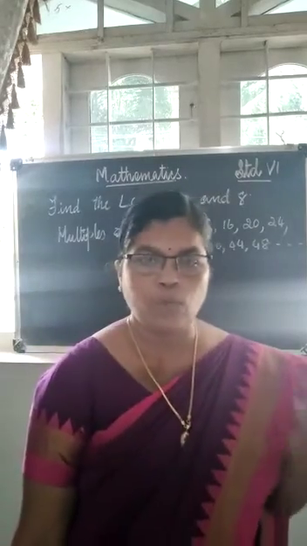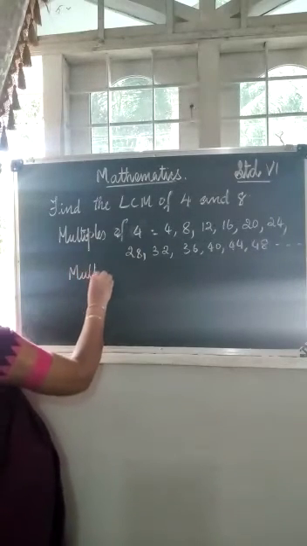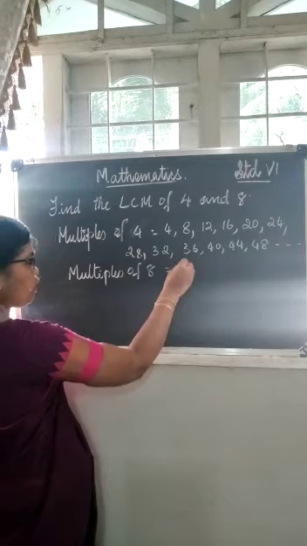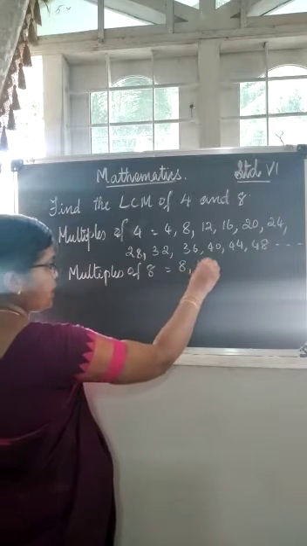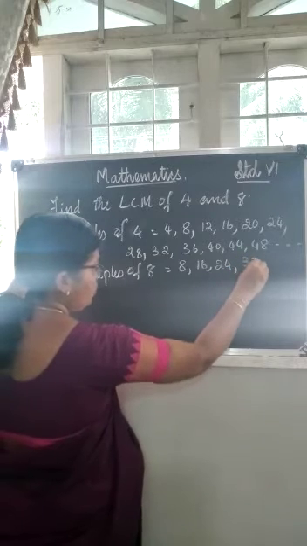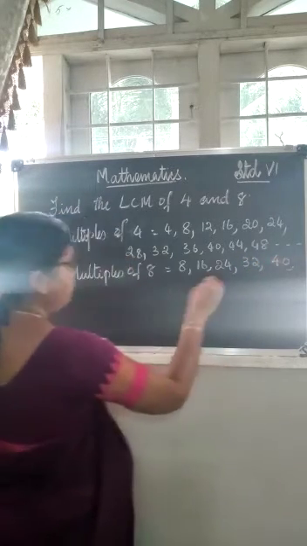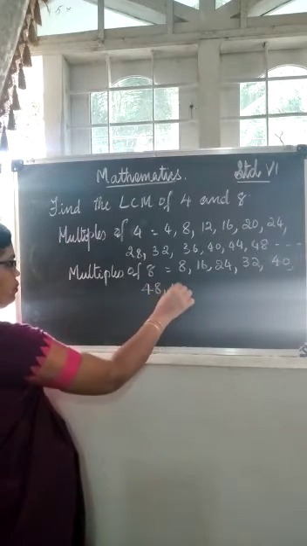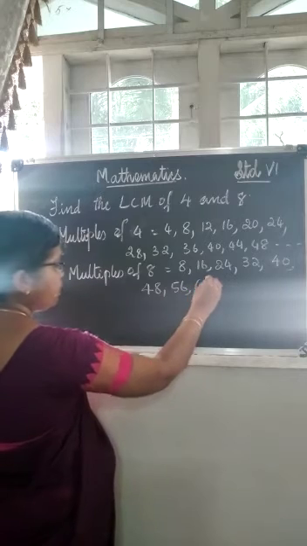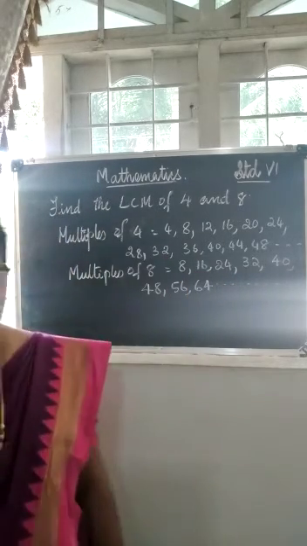Then write the multiples of 8. Multiples of 8 are, which are the multiples of 8? 8, 8 twos are 16, 8 threes are 24, 8 fours are 32, 8 fives are 40, then 48, 56, then the next multiple 64, etc. These are the multiples of 8.